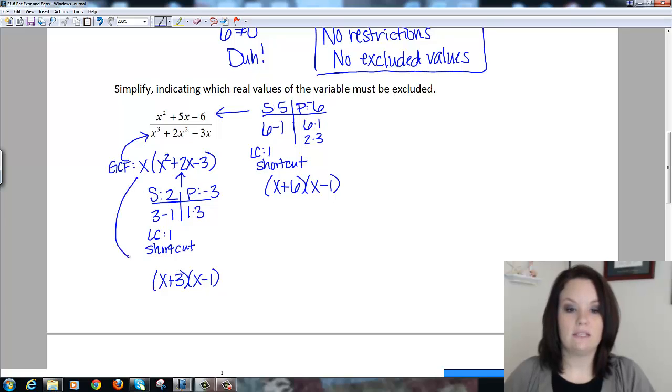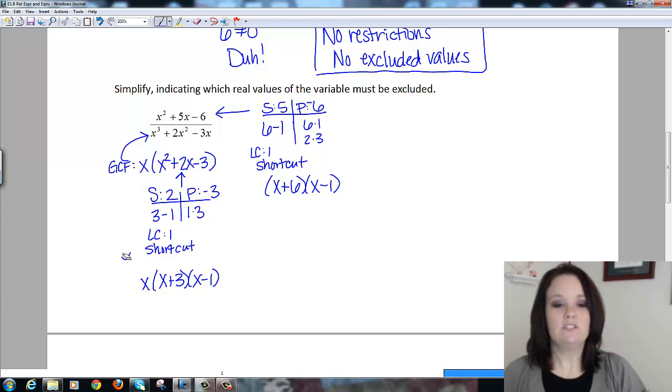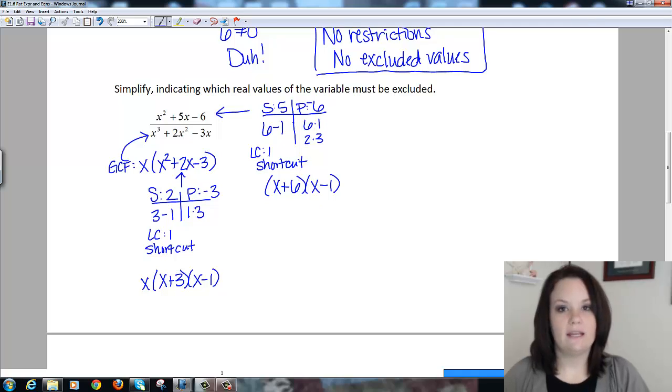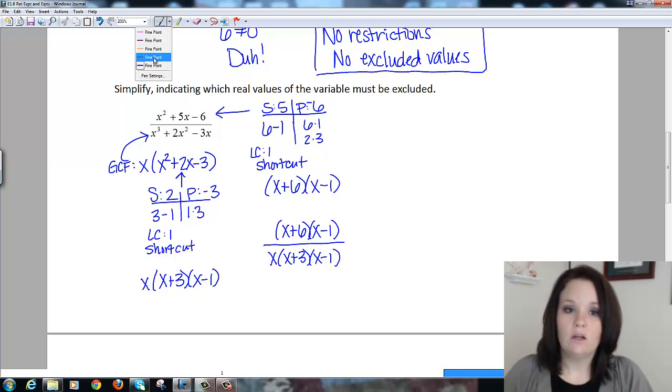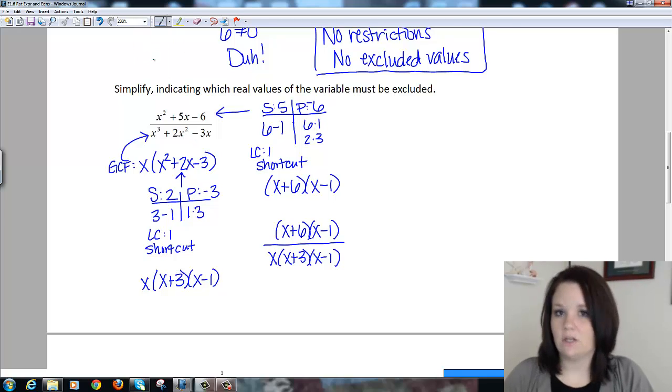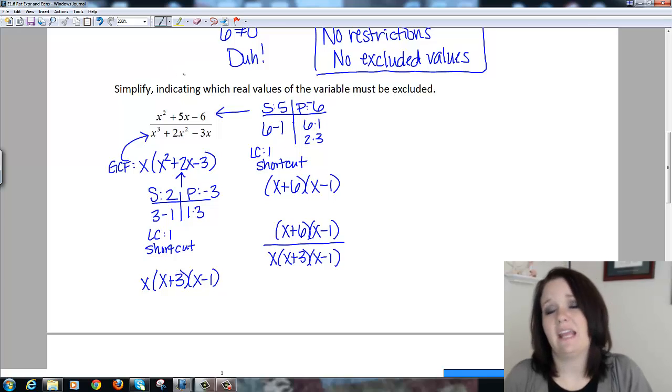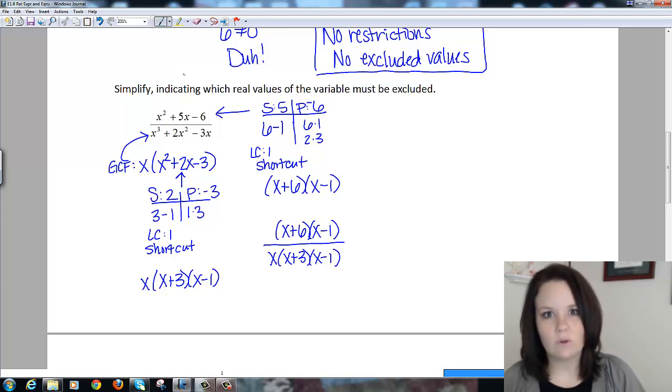And then don't forget to bring down that greatest common factor. Okay. All right, so now this one is completely factored, and so is the top. So I want to go ahead and rewrite it and find my excluded values. Okay, so this gives me x plus 6 times x minus 1 all over x times x plus 3 times x minus 1. Now, before I start canceling, I have to find my excluded values, because if I cancel off one of my factors, I might miss one of the excluded values.